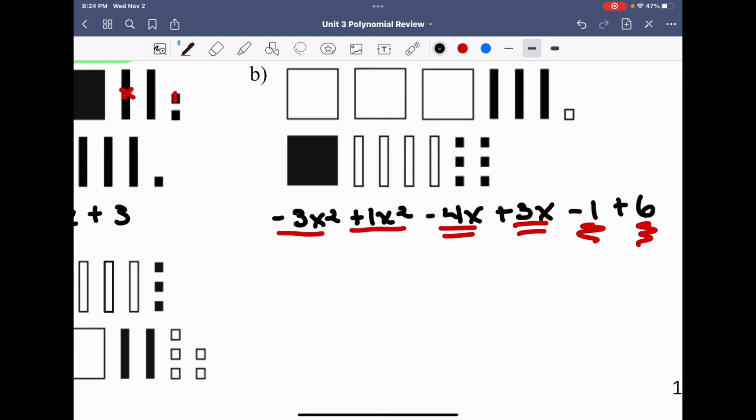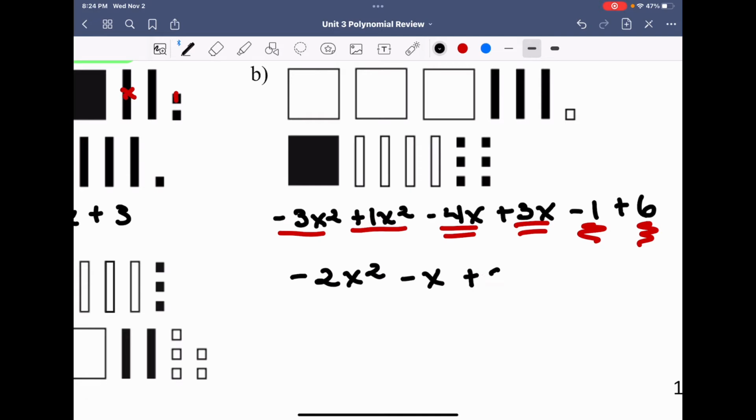Negative 3x squared plus x squared is negative 2x squared. Negative 4x plus an x is equal to negative x, or negative 1x. And then negative 1 plus 6, this is equal to plus 5. There is our polynomial.